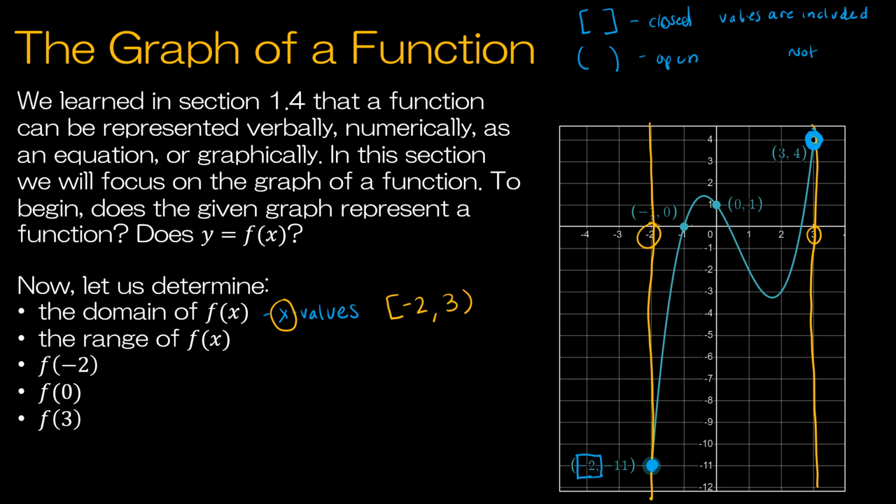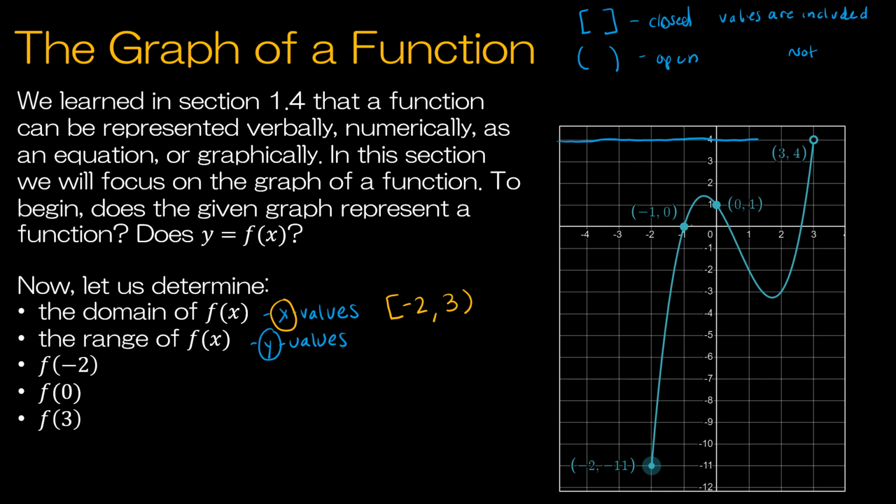Let's do the same for our y values, which is our range. Now we're looking at y, so I'm going to get rid of all of my markings and instead focus on y. The greatest value appears to be +4 and the least value appears to be -11. In the same way that we did on the last one, we know that this is a closed circle and this is an open circle. And so my solution for range will be that the least value is -11 and it's included, and the greatest value is +4 and it's not included.